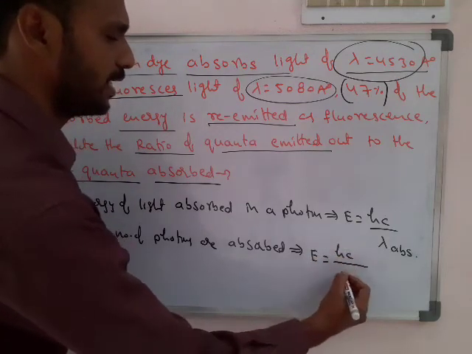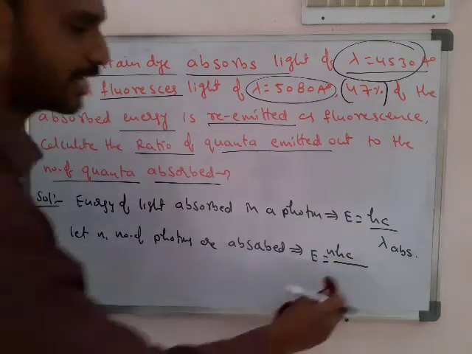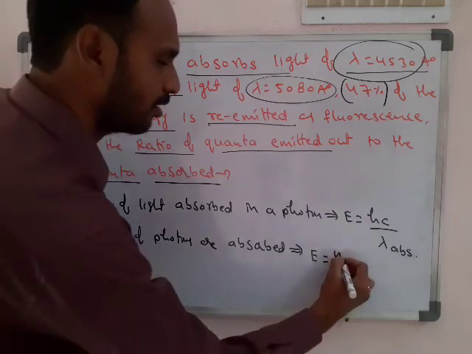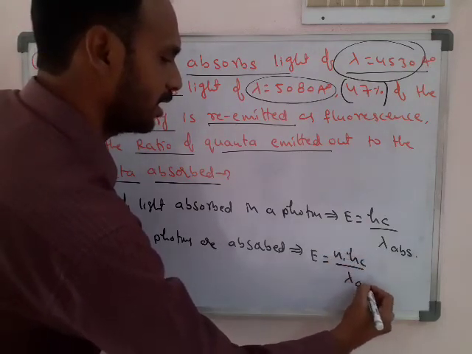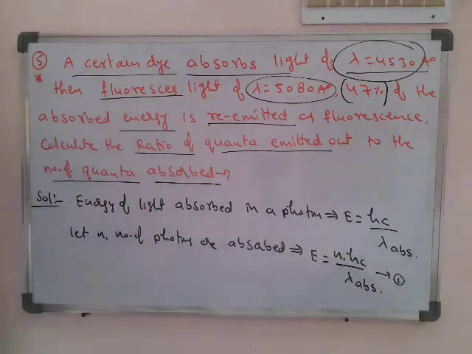There is no change in hc. So the number of photons we are taking as n1. Actually, we have to find the ratio of the number of quanta, the number of photons. n1 hc by lambda absorbed. Just take this as equation 1.